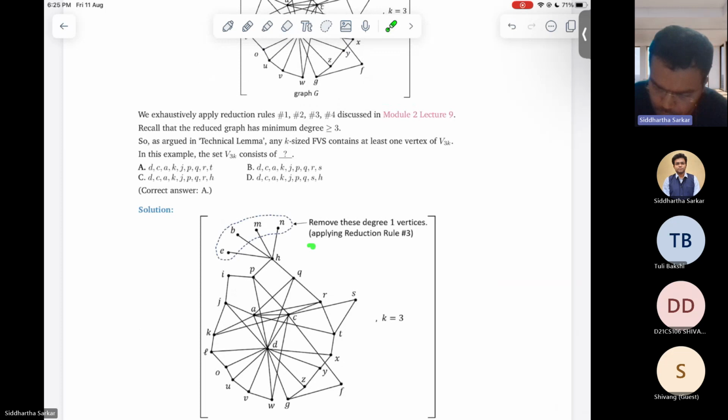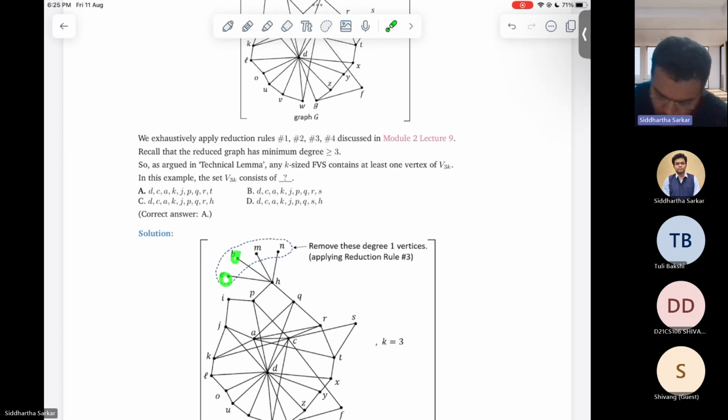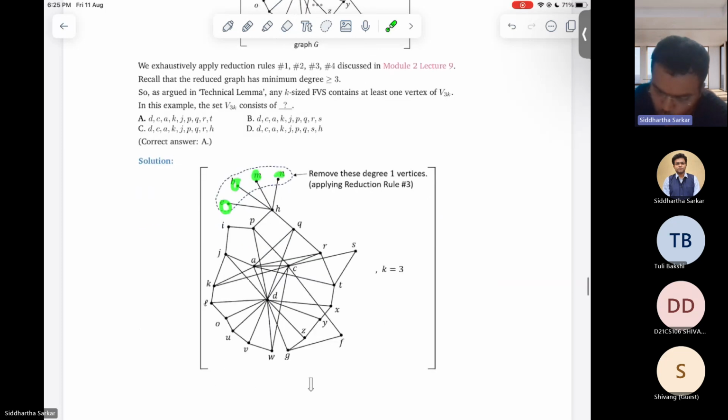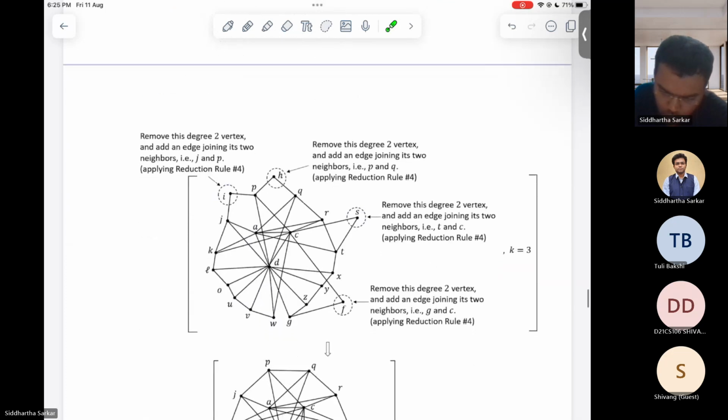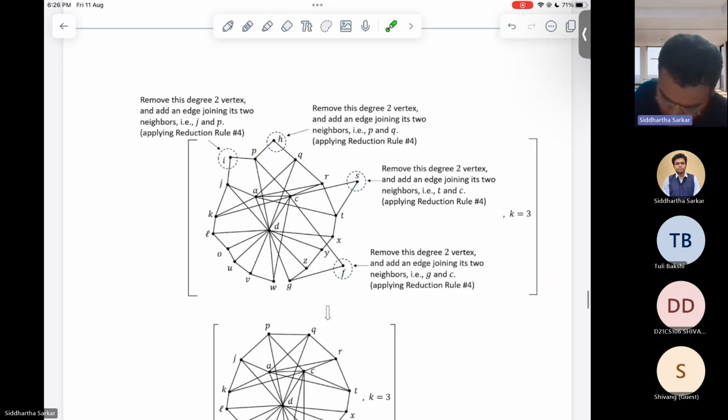So degree 1 vertices are removed, that is applying reduction rule 3. In this graph, we can see there are 4 degree 1 vertices, they get removed. Rule 4 says that if you have a degree 2 vertex, for example, I, then you add an edge joining its 2 neighbors. So J and P are the 2 neighbors of I. You add an edge between J and P. So that's what they have done here. Similarly for H, they have done this reduction and PQ is joined.